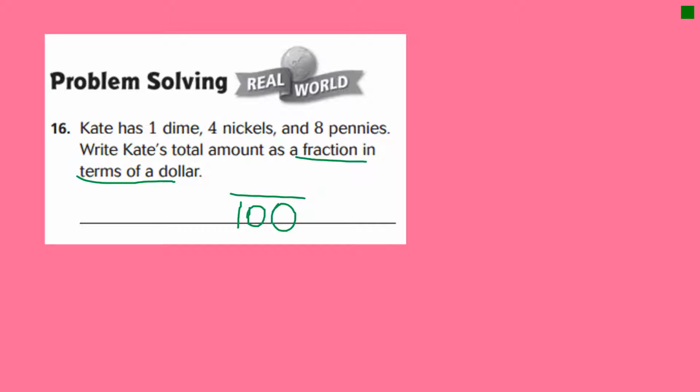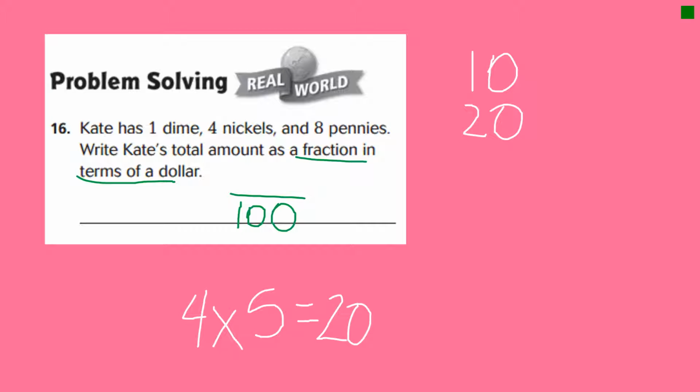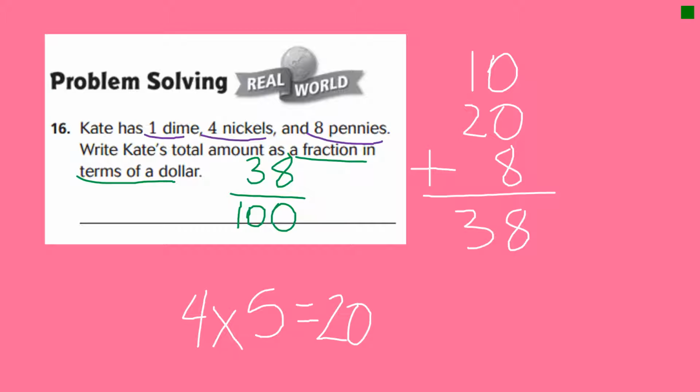All right, I'm going to make a list over here of Kate's money. She has 1 dime, 10 cents, 4 nickels, 4 sets of 5 cents, 20 cents in nickels. And then she has 8 pennies. So we did the 1 dime, 4 nickels, and now we're looking at the 8 pennies. And 8 pennies is, of course, just 8 cents. Okay, let's add up her money. 0, 8, 8, 2 plus 1 is 3. So we have 38 cents. So that's 38 out of 100 cents that makes $1. Okay, beautiful.